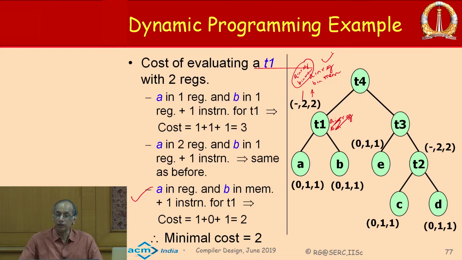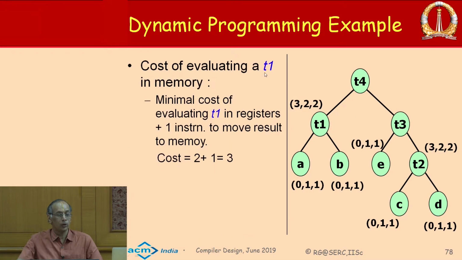Now, let us move forward and see how we compute this. The last thing that we need to find out is the cost of evaluating T1 in memory, which is the third thing that we need to see. Evaluating T1 in memory is the cost of evaluating T1 using R registers plus storing it in memory, right. So, that will be 2 plus 1, okay. Make sense? So, now you have finished this 3 2 2, you also know that this will also be 3 2 2.